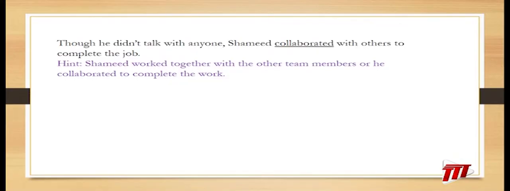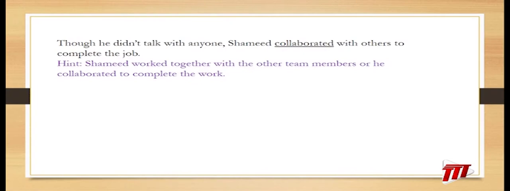Though he didn't talk with anyone, Shamid collaborated with others to complete the job. So here we have someone who doesn't talk much with people, but yet he collaborated with people to complete the job. So if he doesn't talk much with people, but yet he collaborated, it means that he worked together with them to get the job done. Shamid worked together with the other team members, or he collaborated to complete the job. So collaborated means work together.